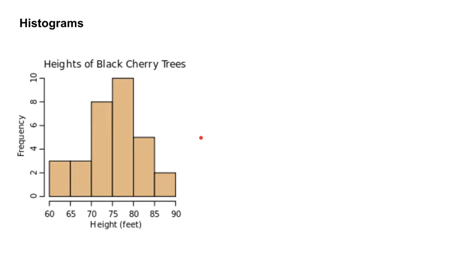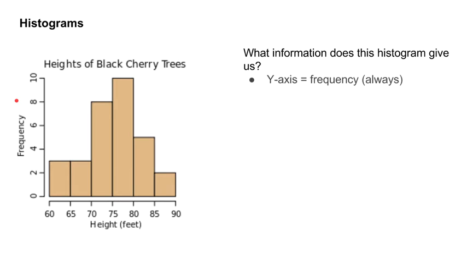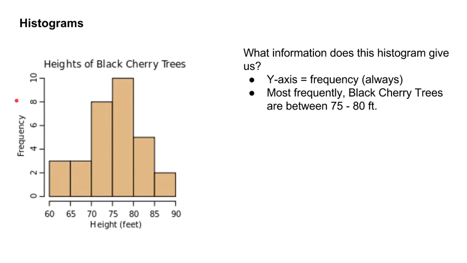They both show frequency. So here we have a histogram showing the heights of black cherry trees. Here are the heights. The y-axis is, of course, frequency. Why? Because it always is. Right? The y-axis is always frequency. But what else can we tell? Well, we can look at this and see that most frequently, black cherry trees are between 75 and 80 feet tall. At least the ones in this sample. How do we know that? Because it's the highest bar.